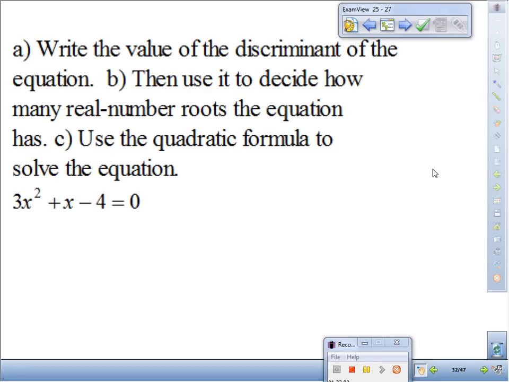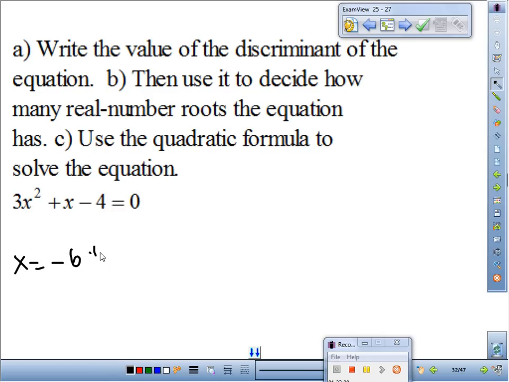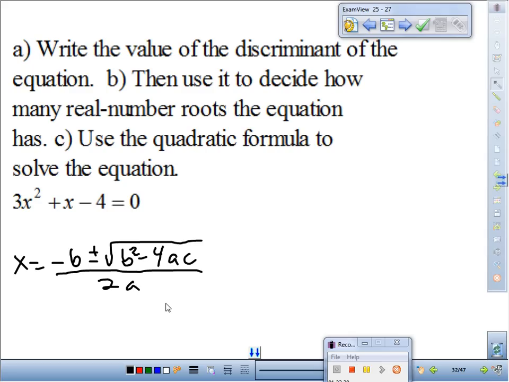Well, first of all, the quadratic formula is x equals minus b plus minus square root b squared minus 4ac over 2a. Okay? So we have the formula, and they're asking us to write the value of the discriminant of the equation. The discriminant is this piece. Everybody look up. This piece right here. So I take that and I write it here. We got b squared minus 4ac. And we substitute values according to the equation here.